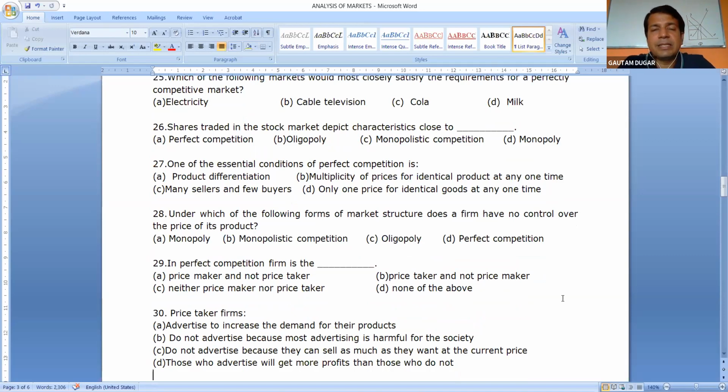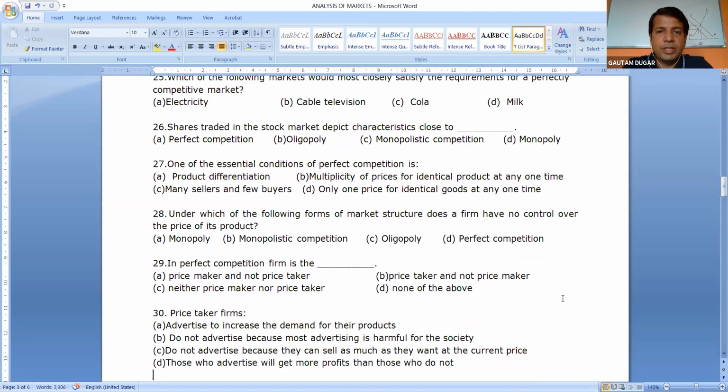For milk, I said yes, because in milk we have a large number of buyers and sellers, and they're selling a homogeneous product. There's no different quality. I'm not talking packaged milk. I'm talking the raw milk supplied by the milkman, with a fixed price. So 25, the answer is D.